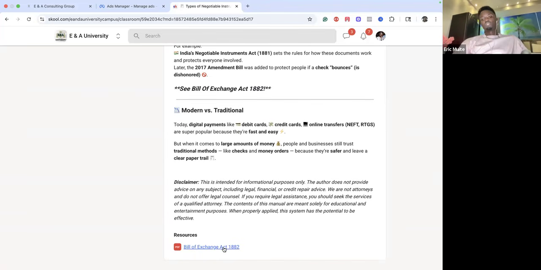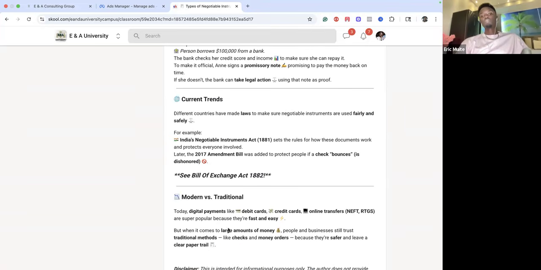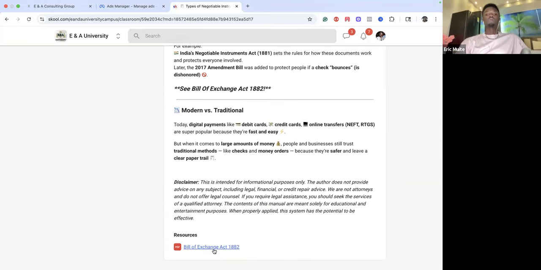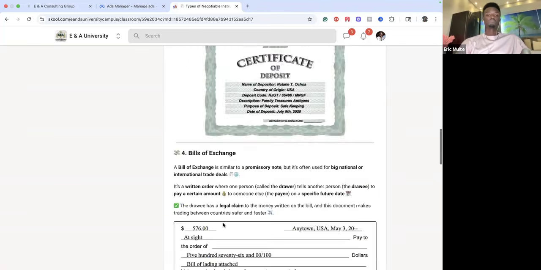And I've also posted a resource here for you guys, the Bill of Exchange, right? This covers the history of the Bill of Exchange, right? You want to see the Bill of Exchange to understand ideally where the United States stands when it comes to international payments and basically exchanging money across the world.